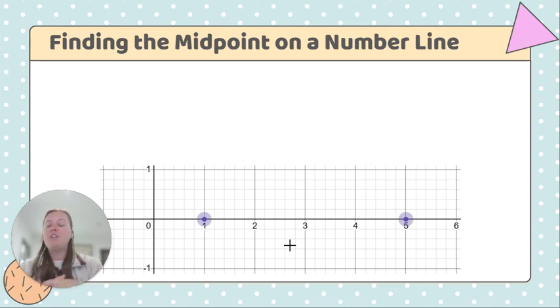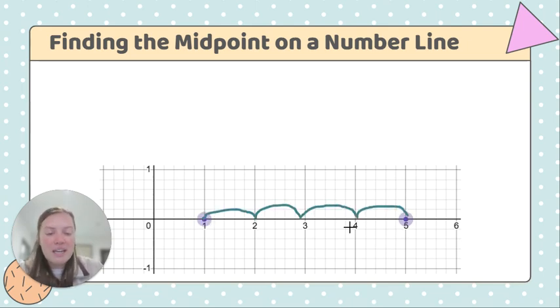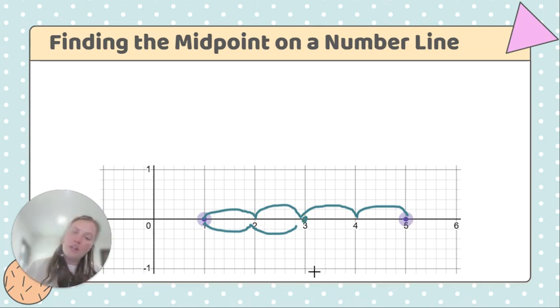Now, sometimes we can eyeball this, right? Sometimes we can be like, oh, there's 1, 2, 3, 4 spaces. So that means that we're going to count in 2 to find the midpoint. Sometimes it's really straightforward like that, right? We figure out what the total is, and then we can split it in half.